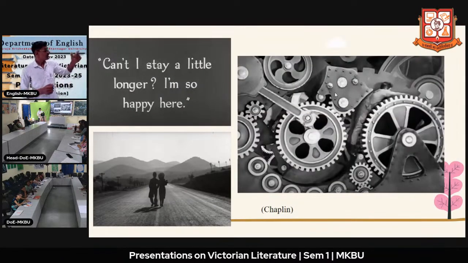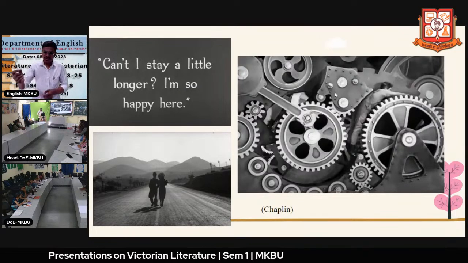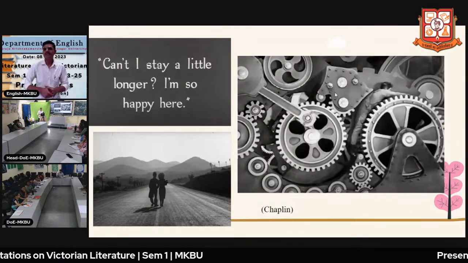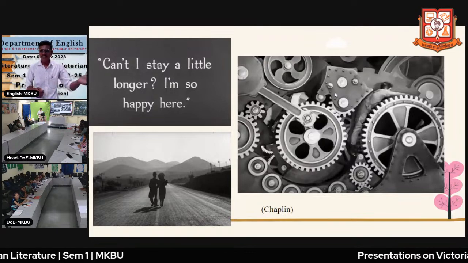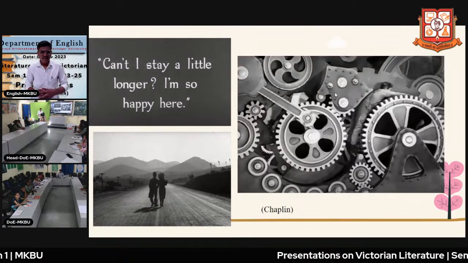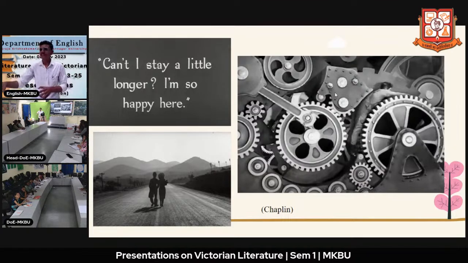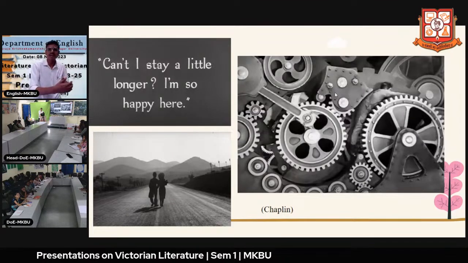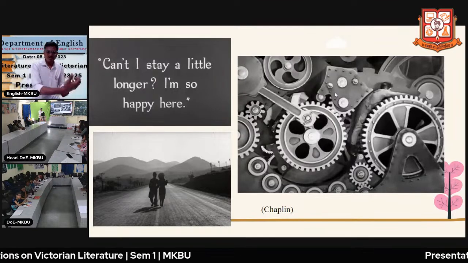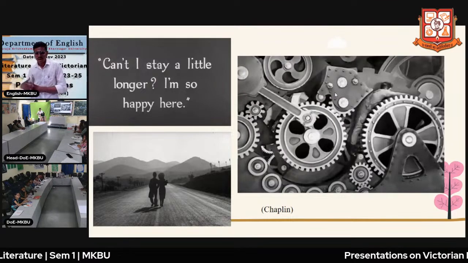In the first picture, it is shown that he says, "Can't I stay a little longer? I am so happy here." This is said by Charlie Chaplin, the character of the Tramp. He says that he wants to be in jail. He was in jail, so he enjoys his life more in jail. He likes jail more than the real world outside.